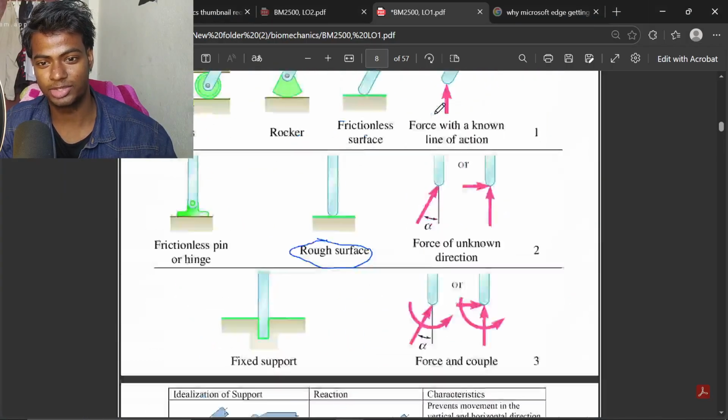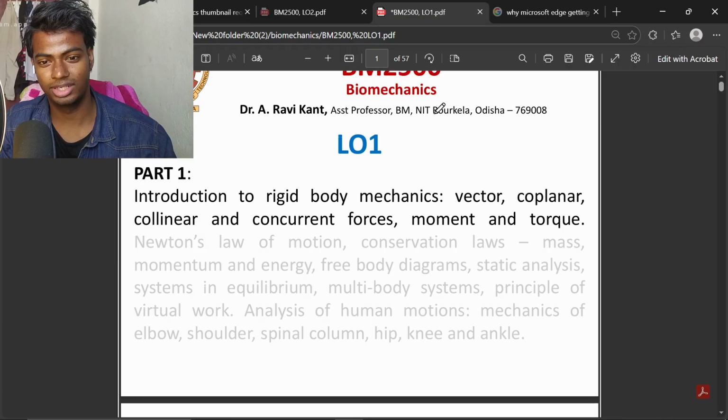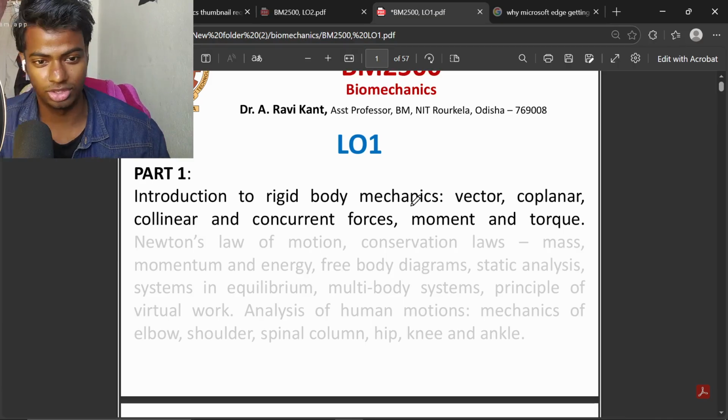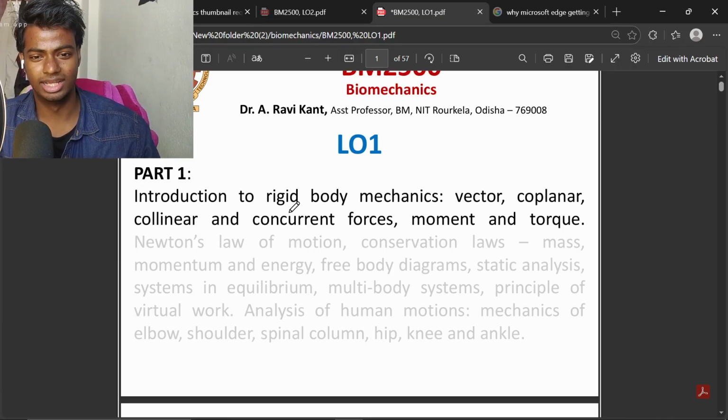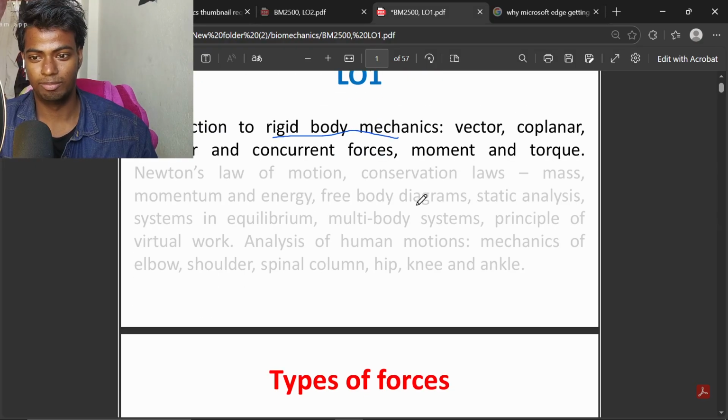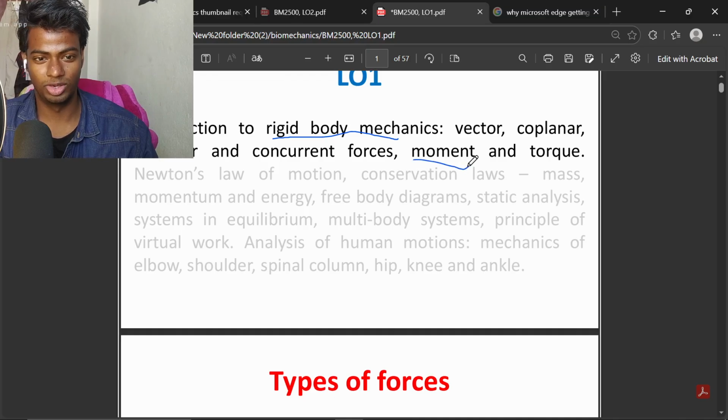We'll study biomechanics today. This is lecture one, a very small introductory lecture, very easy. We'll study rigid body mechanics and vectors: coplanar, concurrent, and so on. Momentum and torque are not included, but anyway, we'll go through it.